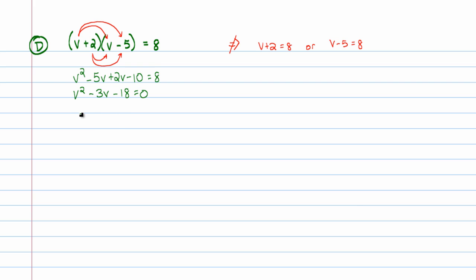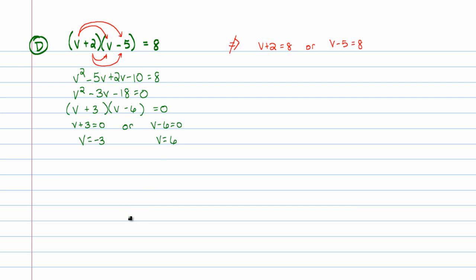And now I'll try to factor this out. Two numbers that multiply to a negative 18 and add to a negative 3 are negative 6 and positive 3. And so two objects multiplying to become 0 means that either the first object is 0 or the second object is 0. Or in other words, v is equal to negative 3 or v is equal to 6.